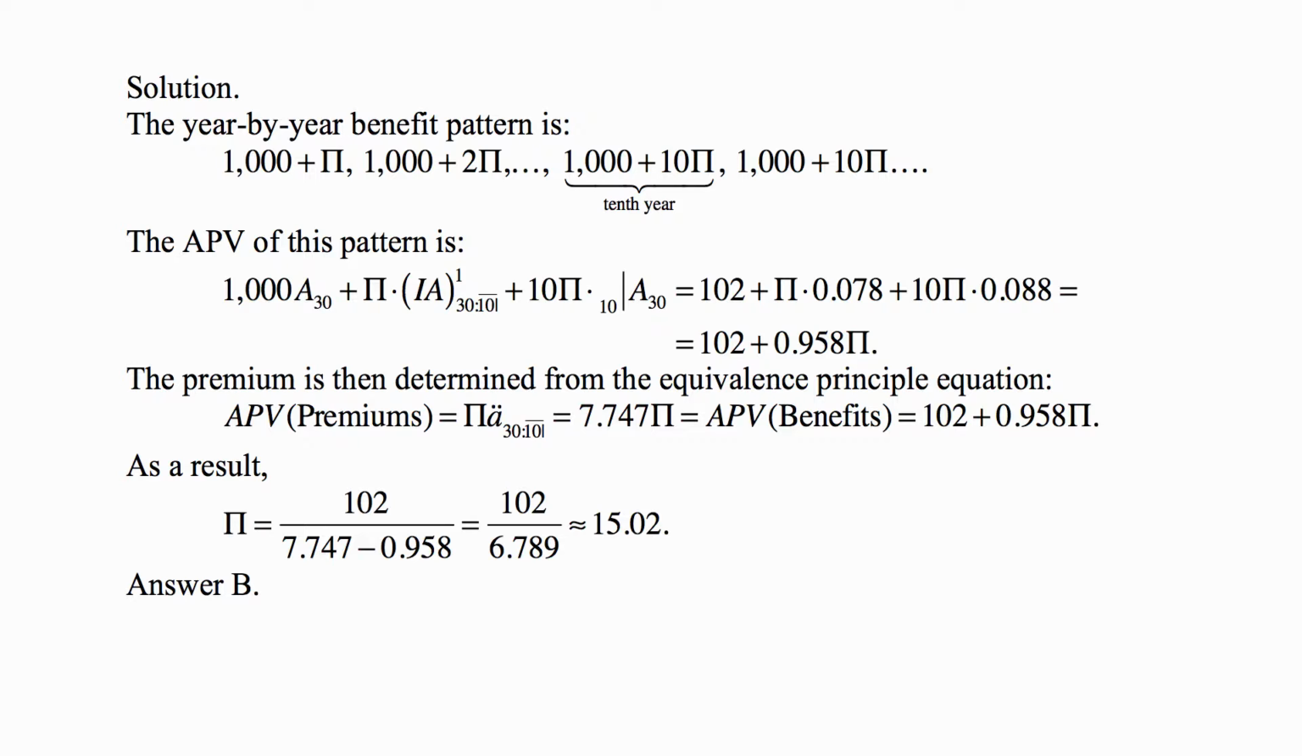Now we are given all these actuarial present values here, so we plug them in, and the total of all this is 102 plus 0.958 Pi. And the premium is then determined from the equivalence principle equation, that the actuarial present value of premiums, which is Pi times a double dot 30 angle 10, because the premium is only paid for 10 years as long as the person is alive. And we have that value of that annuity, so this is 7.747 Pi, equal to the actuarial present value of benefits, which is 102 plus 0.958 Pi. So this is a simple linear equation where Pi is the unknown. We solve it and we get 15.02, and that's answer B.